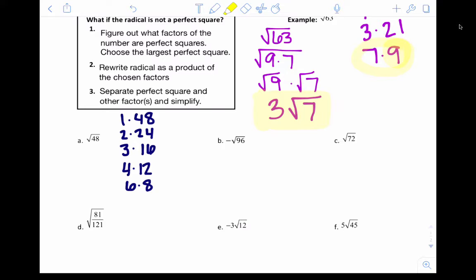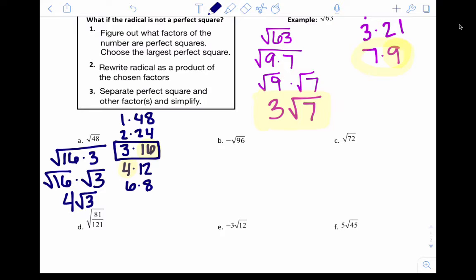On this one, I have two different perfect squares. I have a 4 and I have a 16. Well, 16 is the largest one, so I'm going to use 3 and 16 when I rewrite this. So this will be square root of 16 times 3. Now I'm going to separate my perfect square out. So I have square root of 16 times the square root of 3. Now I can simplify. The square root of 16 is 4, so this is going to be 4 times the square root of 3. That's it, I'm done with this problem.